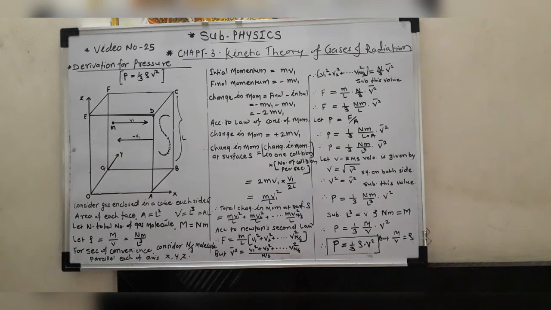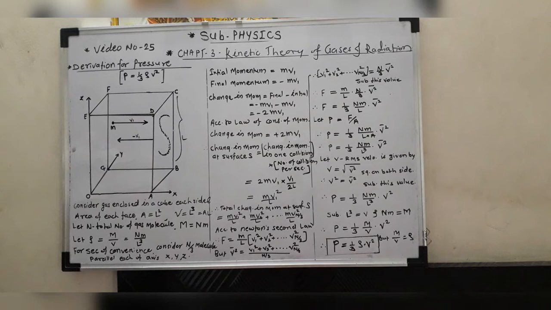Now we have to consider here, let N be the total number of gas molecules, that is the capital N, total number of gas molecules which are included inside the cube, and small m is the mass of each gas molecule, and therefore the total mass of the gas enclosed in the cube is given by capital M is equal to N into m. Capital M is the total mass, N is the number of gas molecules, and m is the mass of each gas molecule. Therefore total mass M is equal to N into small m.